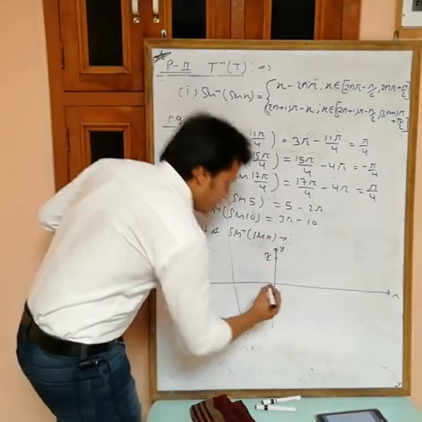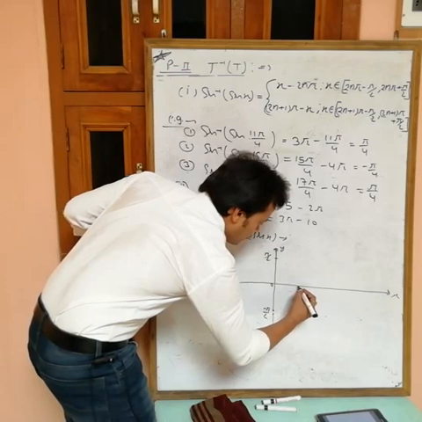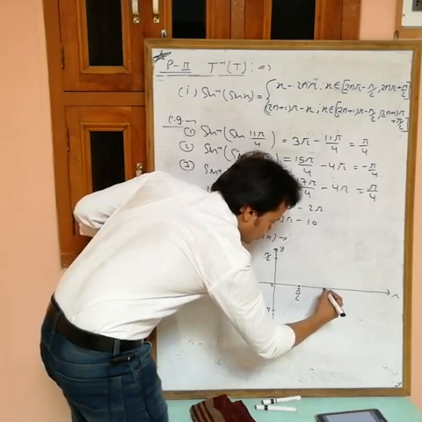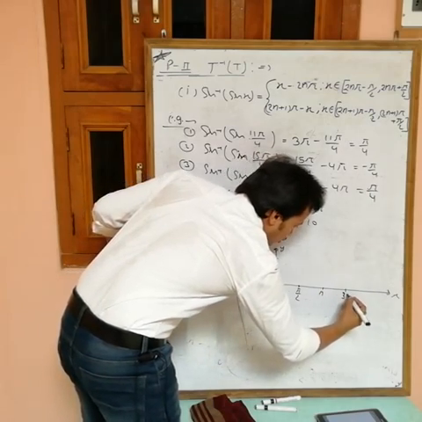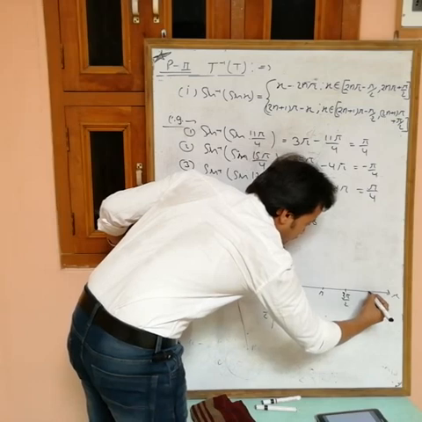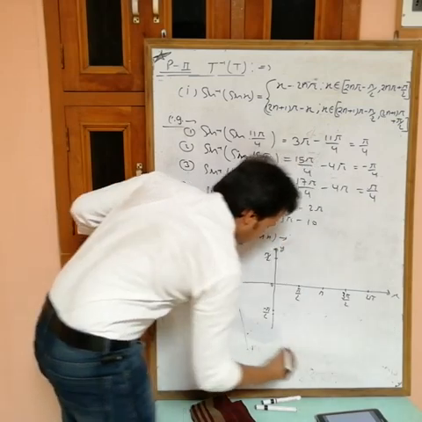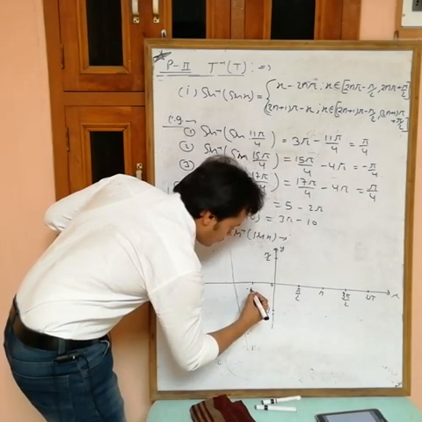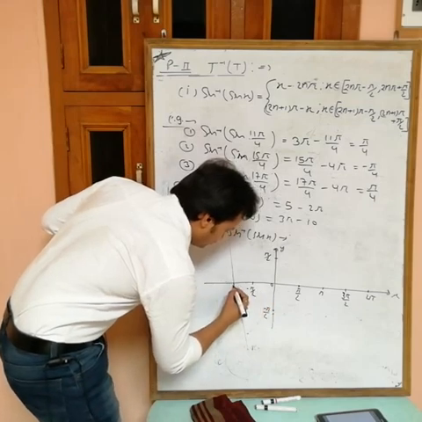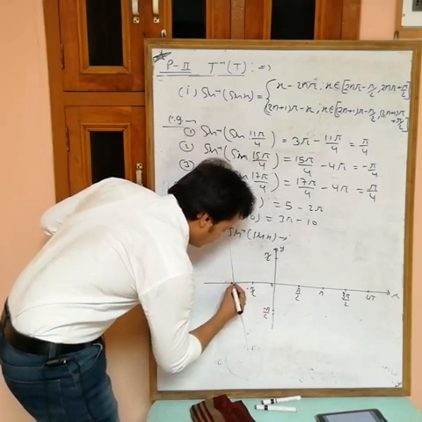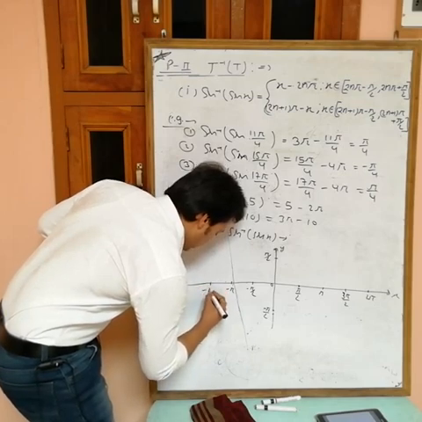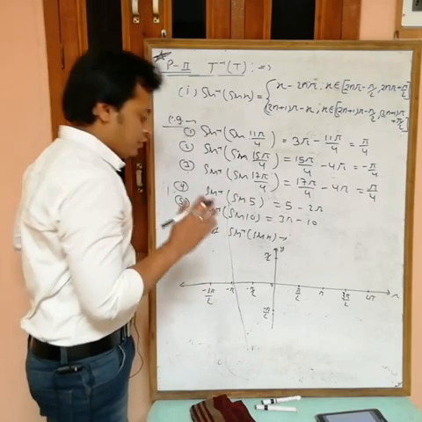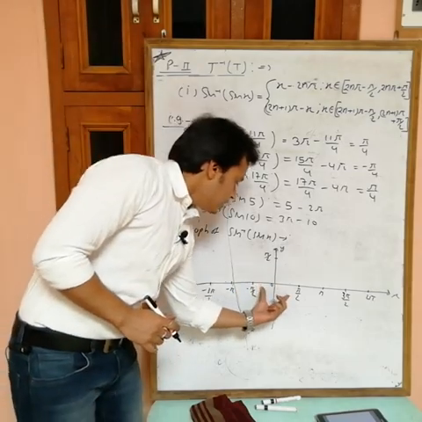Okay, so write the first angle 0, this is pi by 2, this one is pi, 3 pi by 2, 2 pi, minus pi by 2, minus pi, minus 3 pi by 2, like this. Okay, so first I am taking this interval.